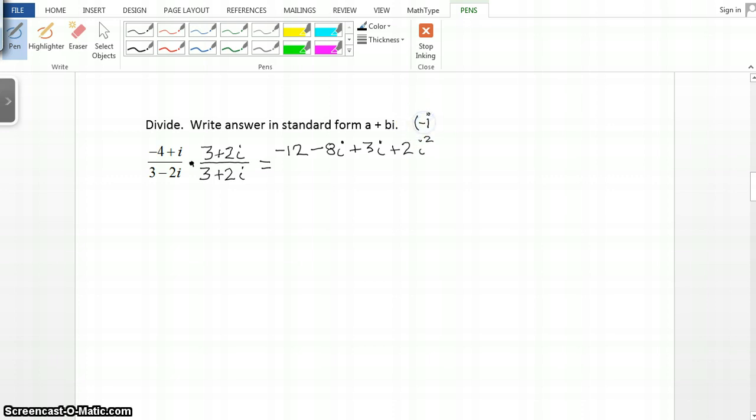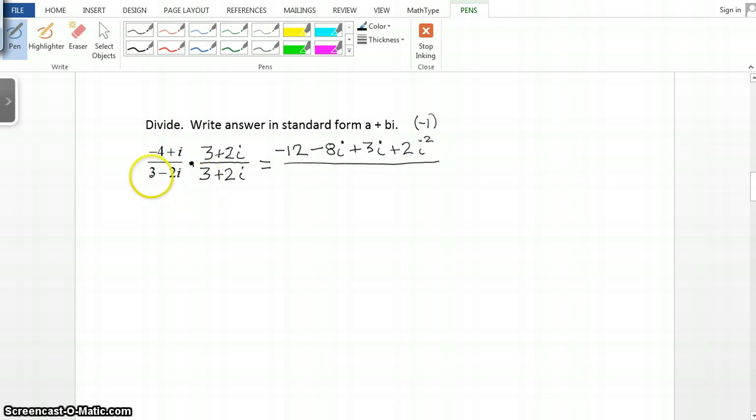You can't forget that the definition of i squared is negative 1. Whenever I have an i squared in a problem, I always write right next to it, above it or below it, negative 1, so I don't forget 2i squared is actually a real number.